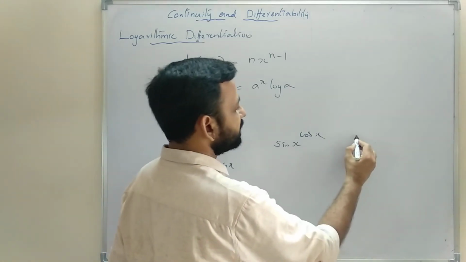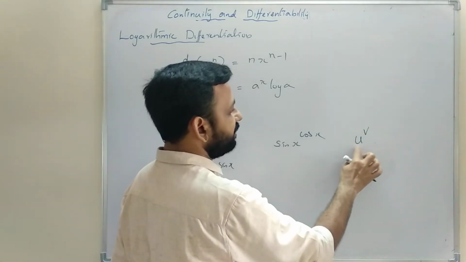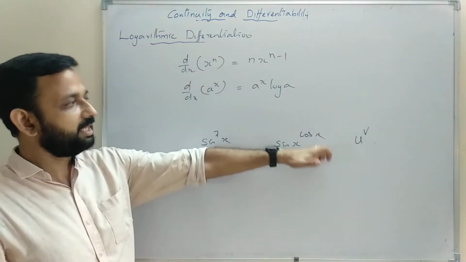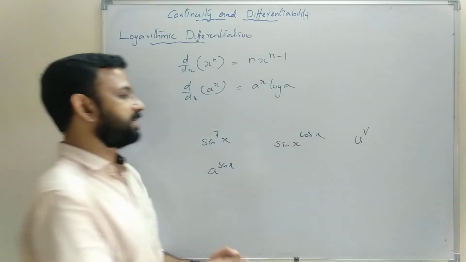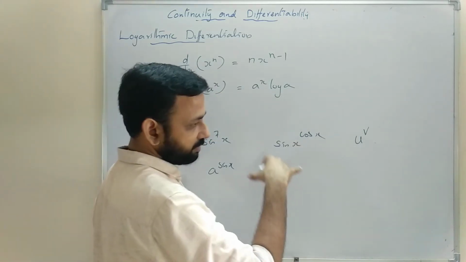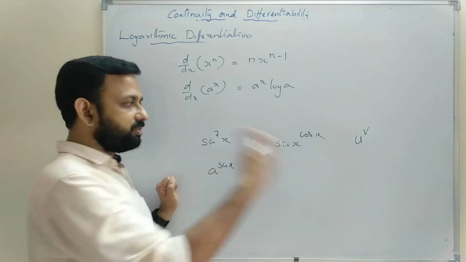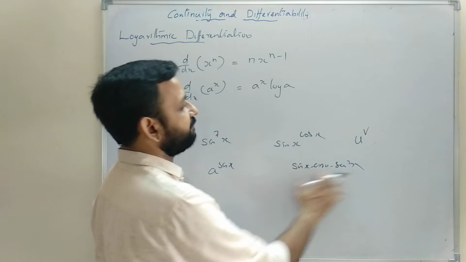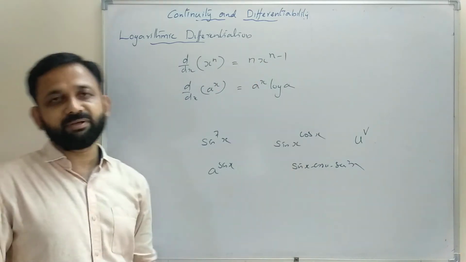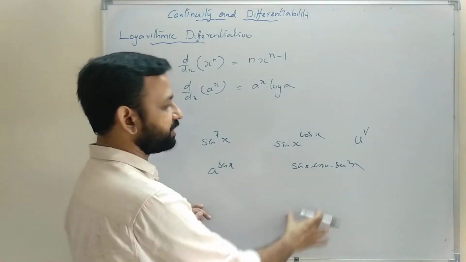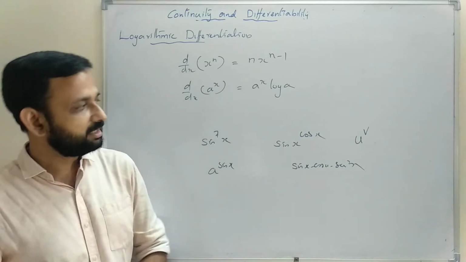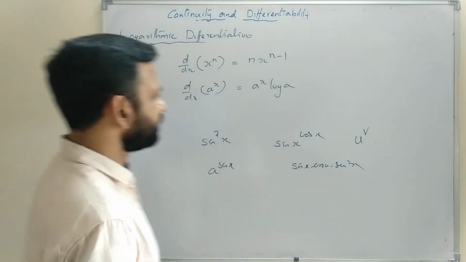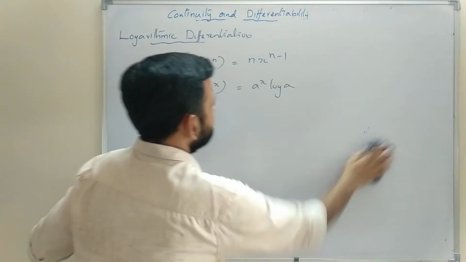So here this is in the form of u raised to the power v, where u and v are functions in x. So it can be differentiated by the logarithmic differentiation method. Or sometimes a product of more than two expressions, sin x into cos x into sec square x, we can find its derivative by logarithmic differentiation. Or sometimes a quotient form, numerator upon denominator, that can also be differentiated by this method. So here we can go through that method.